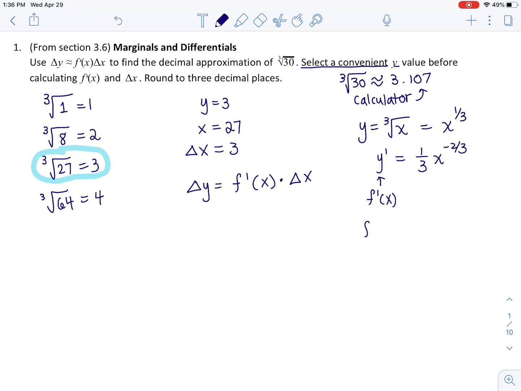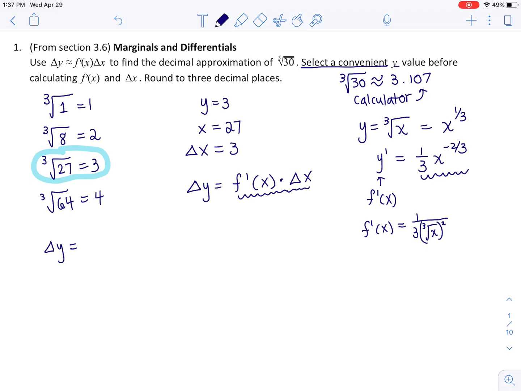So that's the function. What I'm going to do is plug in my x value. So f prime of x is equal to 1/3 times, I can write this as cube root of x squared in the denominator. Or I don't mind if you just use this one that you found. But if I just write this in a radical form without a negative exponent, it will be that.